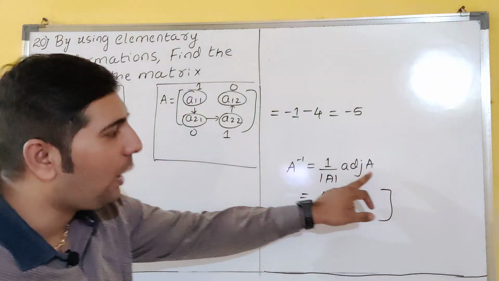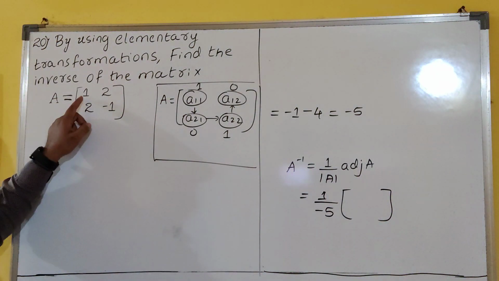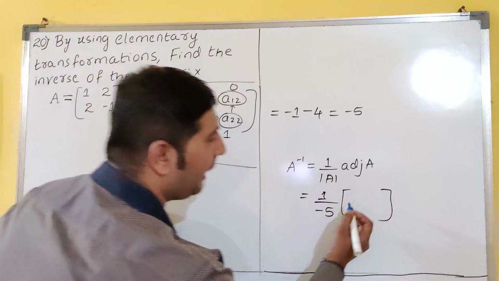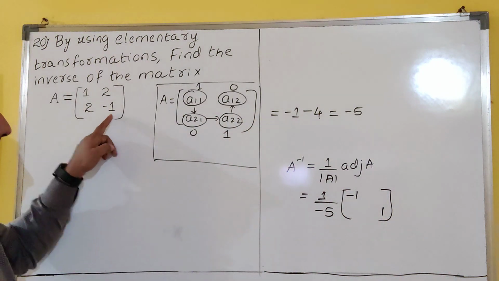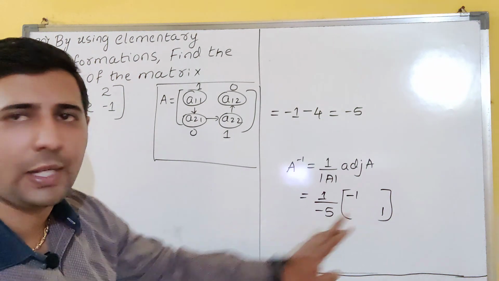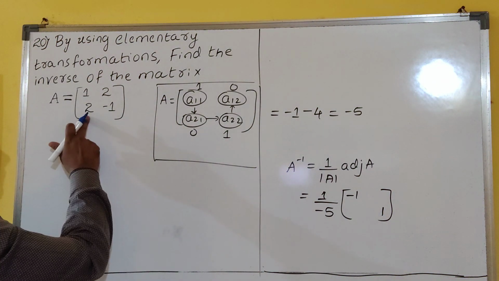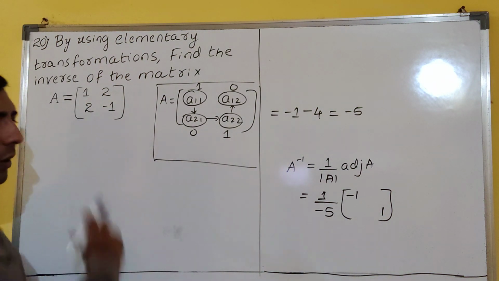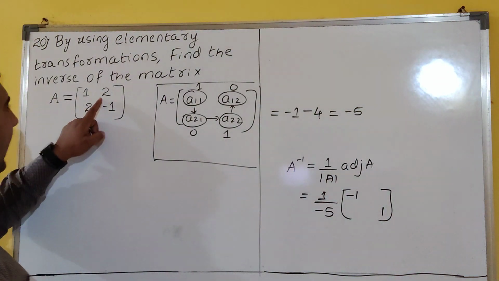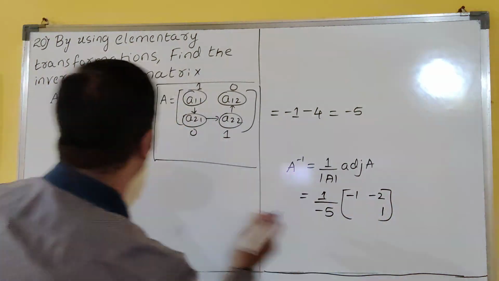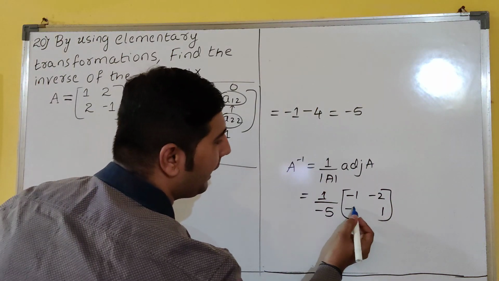So how to write the adjoint of A now? For the adjoint of A, you have to interchange 1 and minus 1. Interchange them, minus 1, 1 I will write. They are interchanged. So plus 2 and plus 2 are there, no? Don't interchange them. Change their sign. Plus 2 will become minus 2, and here plus 2 will become minus 2.